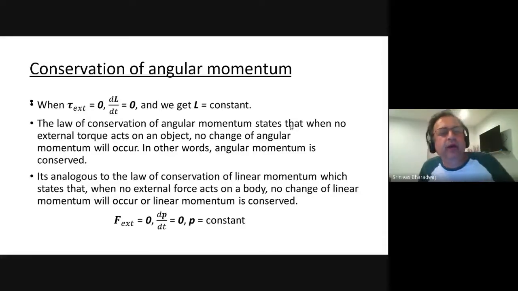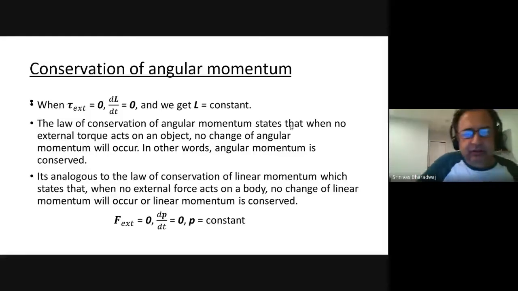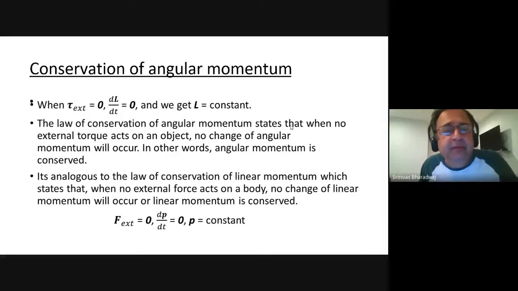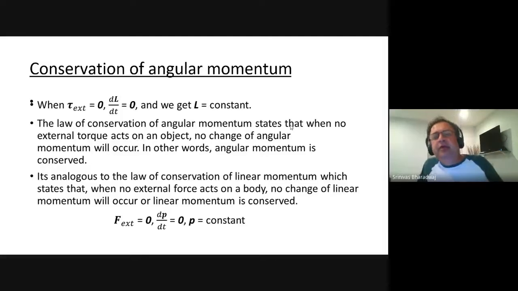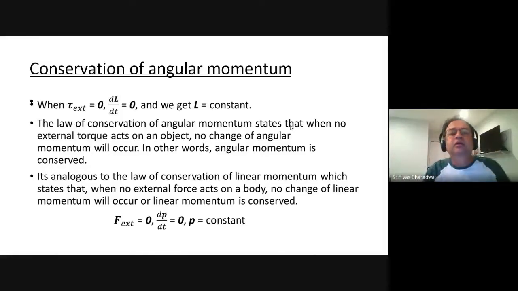Okay, so tau ext equals 0 implies that dL by dt equals 0, which means that L is a constant. If tau ext is equal to 0, dL by dt is 0, means L is a constant. Just like if there is no external force, momentum is conserved. So this is the equivalent of Newton's first law. The law of conservation of angular momentum states that when there is no external torque on an object, no change of angular momentum will occur, right?